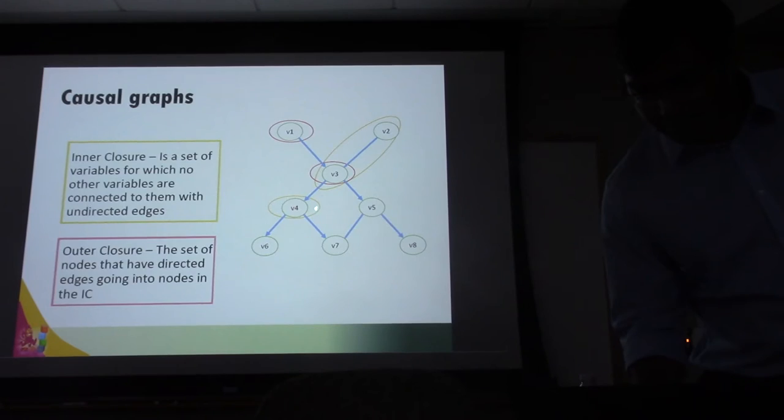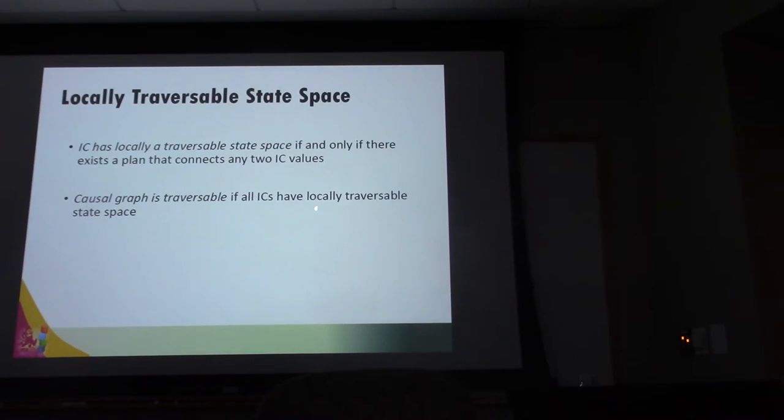Now, we will say that a given inner closure is locally traversable if, for any two values of the inner closure, we can come up with a plan that connects them, assuming that the outer closure can take any of its values. And we say the causal graph itself is traversable if all of the inner closures are locally traversable.